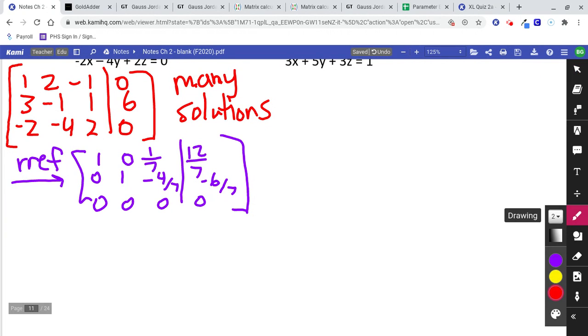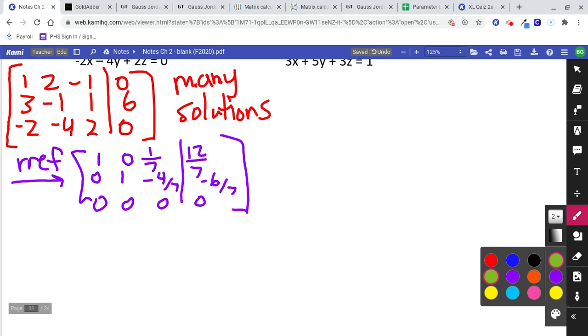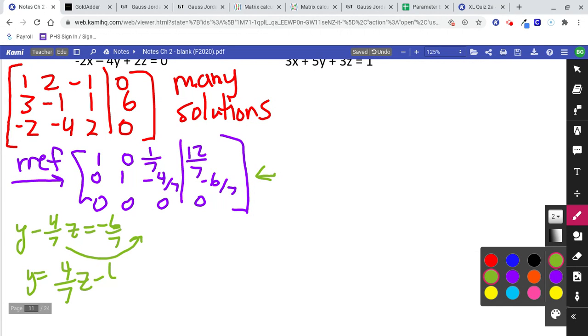And what you can see is when you look at the middle row, that middle row says Y minus 4/7 Z equals negative 6/7. Hopefully you can see that without writing the equation. That's what that row says. I would want to add that over and see that Y equals 4/7 Z minus 6/7. That's the Y coordinate. So if I'm writing my XYZ ordered triple, the Y coordinate in terms of Z, in terms of my parameter, will be 4/7 Z minus 6/7.